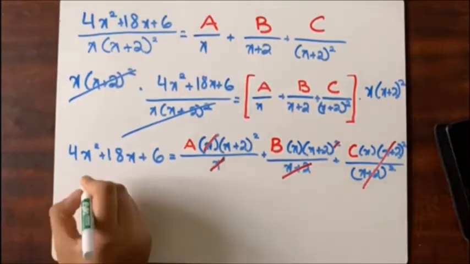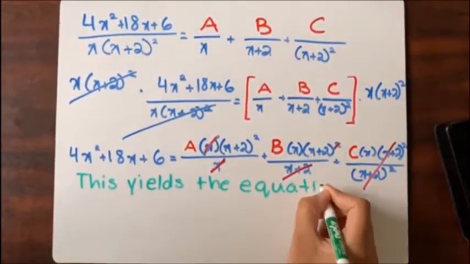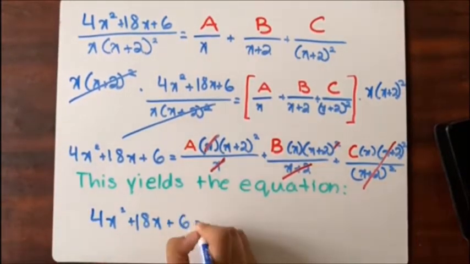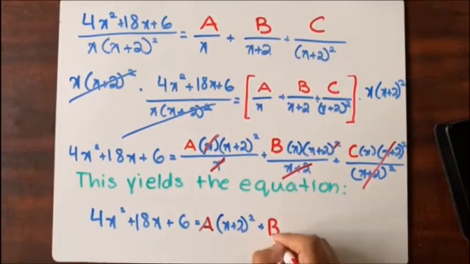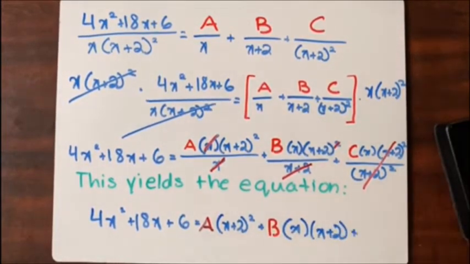Cancel any necessary values. This yields the equation 4x squared plus 18x plus 6 equals a times x plus 2 squared plus bx times x plus 2 plus cx.